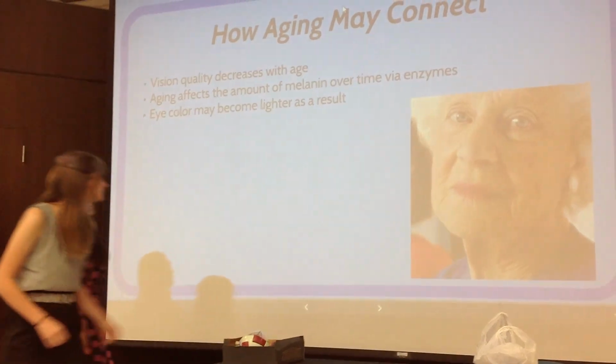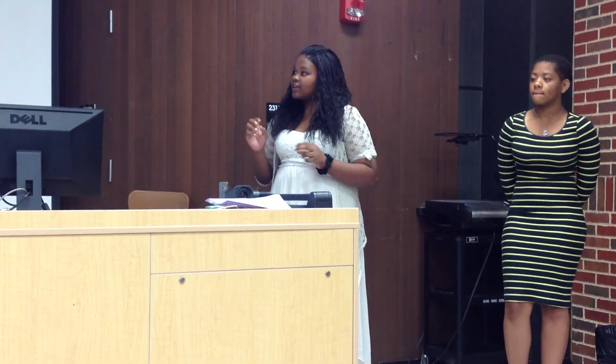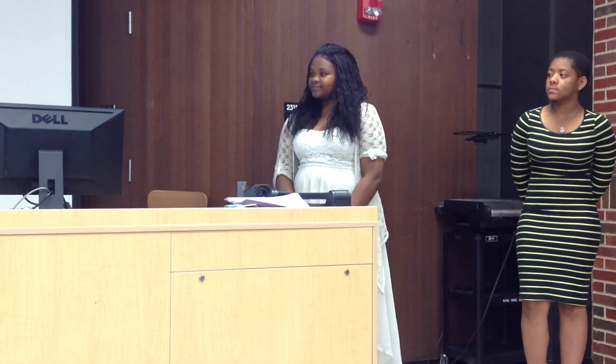So all of us age, and with age your vision usually decreases. The melanin is in the retina and it affects the vision quality. So as we age, enzymes eat up the melanin and therefore your eyes can become lighter and your vision quality decreases.